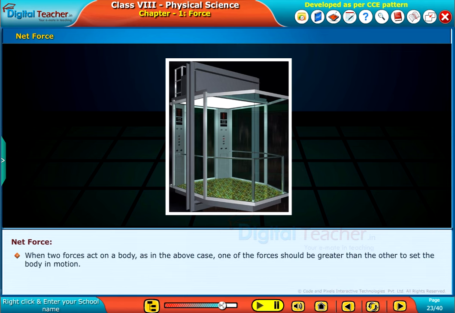When two forces act on a body, as in the above case, one of the forces should be greater than the other to set the body in motion. The strength of a force is usually represented by its magnitude. The direction of a force is as important as its magnitude. We represent the direction of force using arrows.